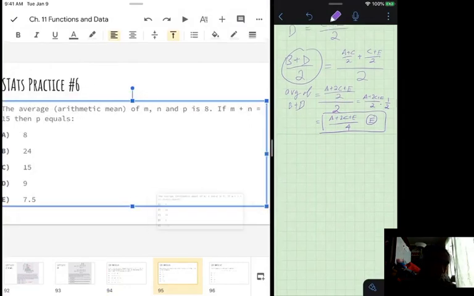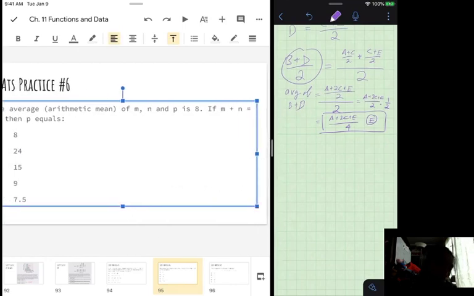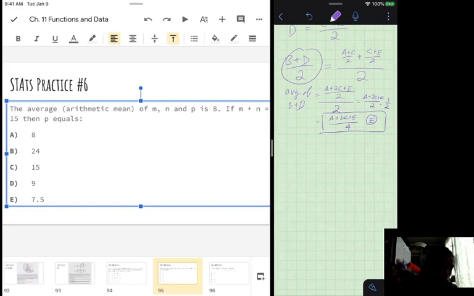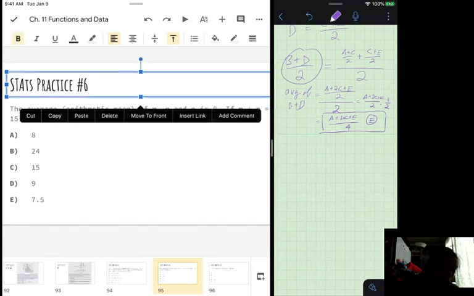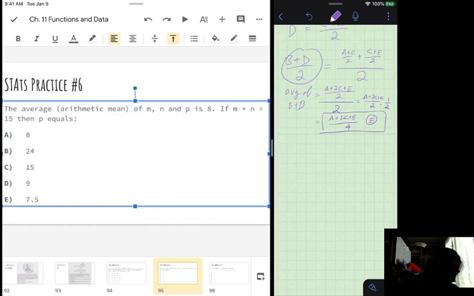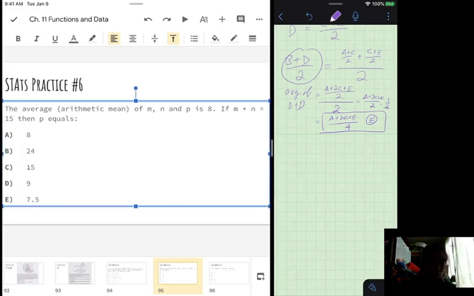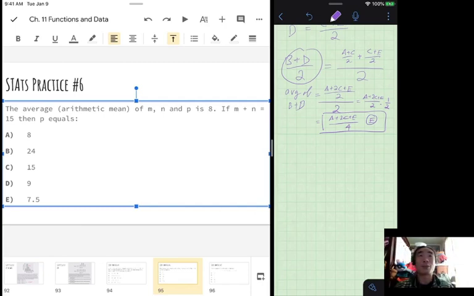The average of these things equals, oh shoot, did I get cut off? Where'd it go? Okay, it's supposed to tell you that the average, oh darn, okay. I messed up this question. Okay, m plus n plus p is 8. If n plus n equals, oh, it all fits. Okay, equals 15, everything's there. Then what does p have to equal? So set up the equation. I'll give you 40 seconds.